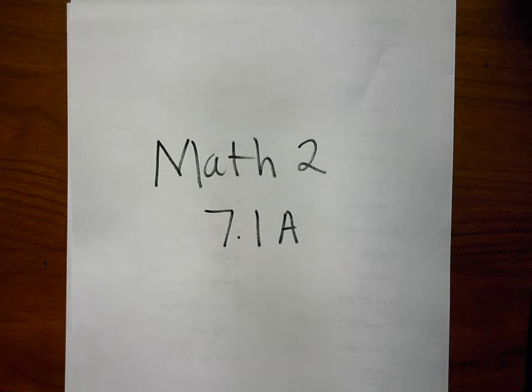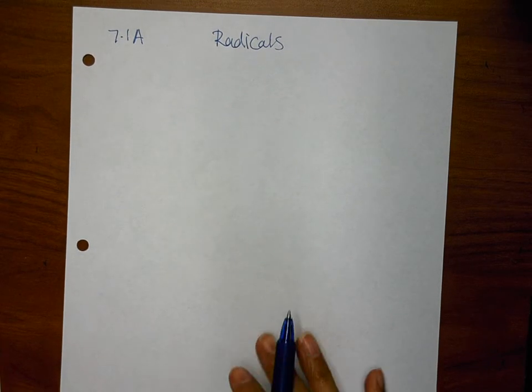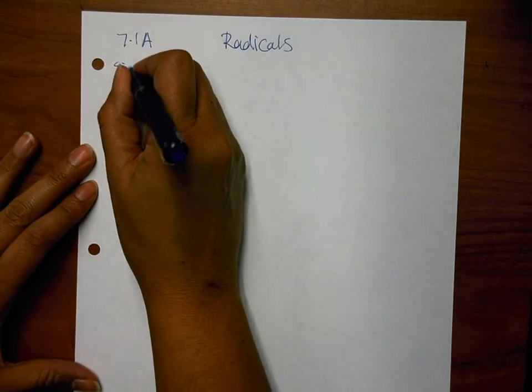This is Math 2 7.1a notes. That's Unit 7, Lesson 1a, and the title is Radicals. Simplify.